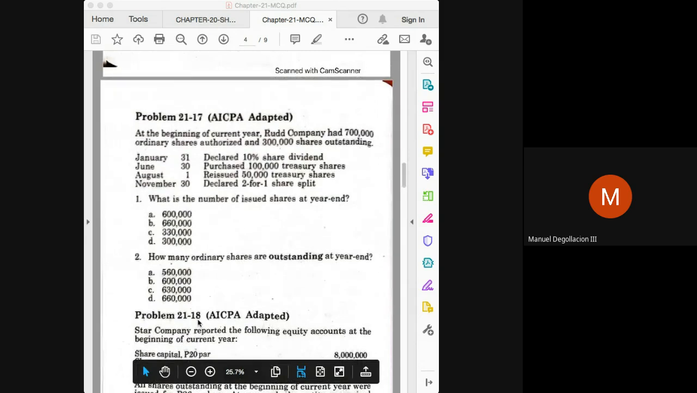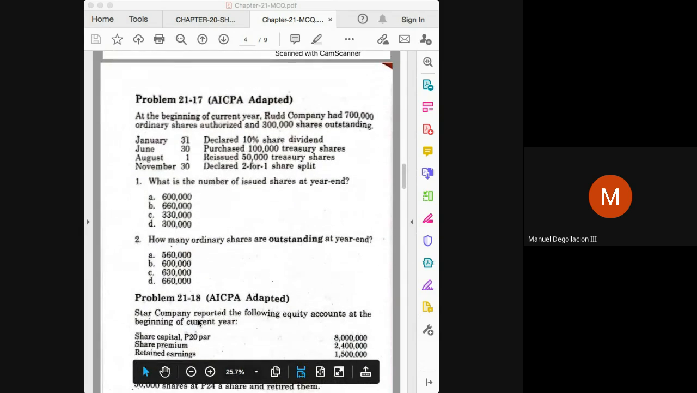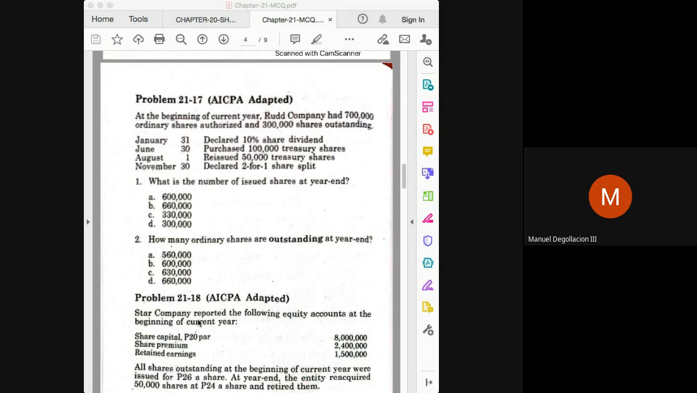Okay, let's proceed to problem 21-17. At the beginning of the current year, Rod Company had 700,000 ordinary shares authorized and 300,000 shares outstanding. What is the number of shares at year end?